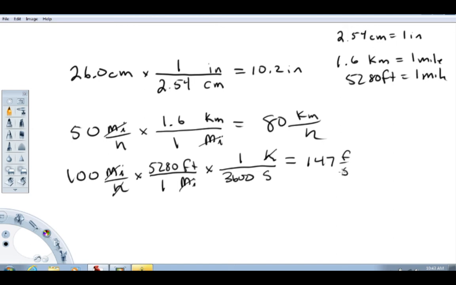As a quick check for understanding, why don't you take a moment now and take 3,000 feet per second. Write out the conversion factors and do the multiplication, and see if you can get that converted correctly. When I did this, I got 2,045 miles per hour.